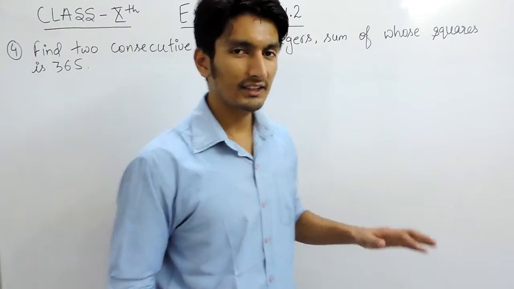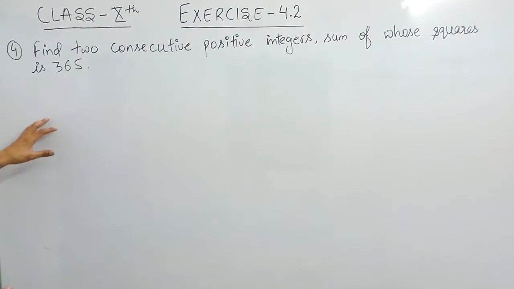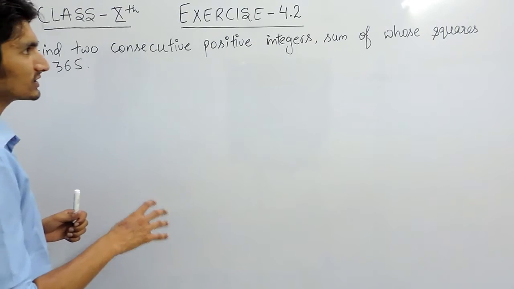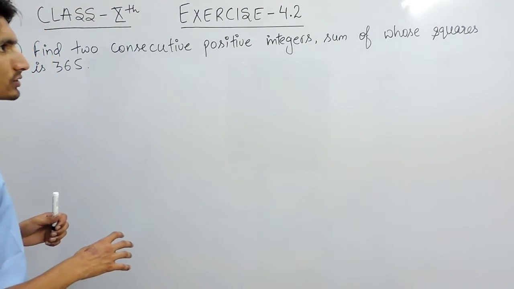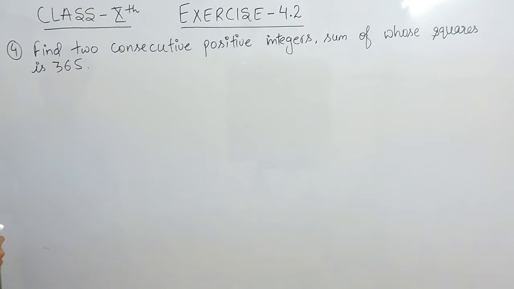Hello everyone, in this video we are going to solve question number 4 of exercise 4.2 and the question says: find two consecutive positive integers, the sum of whose squares is 365.